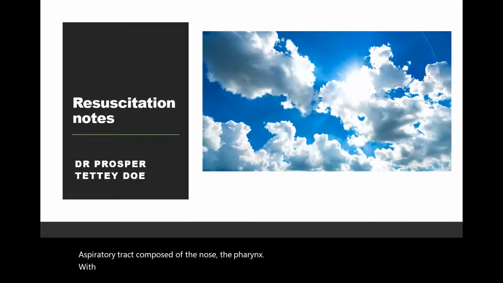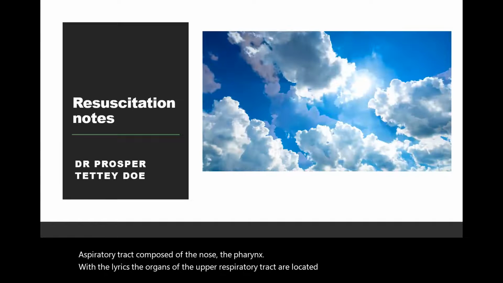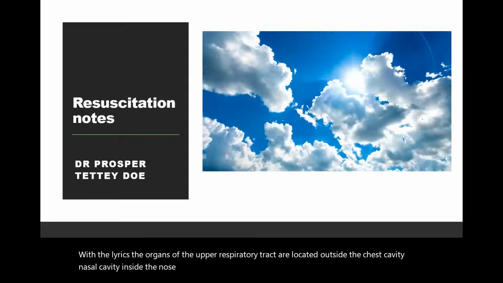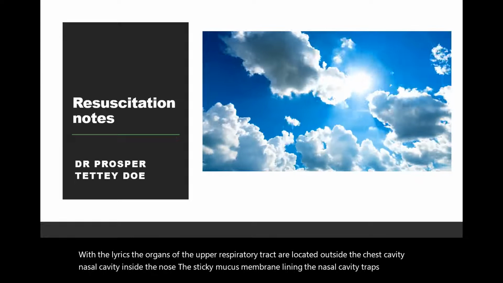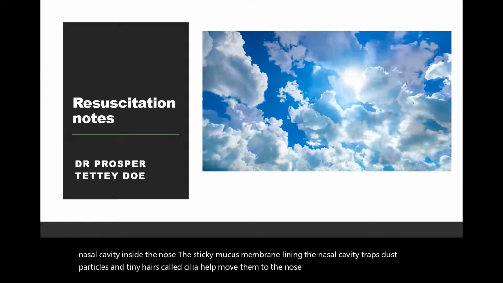The organs of the upper respiratory tract are located outside the chest cavity. Nasal cavity, inside the nose. The sticky mucous membrane lining the nasal cavity traps dust particles, and tiny hairs called cilia help move them to the nose to be sneezed or blown out.